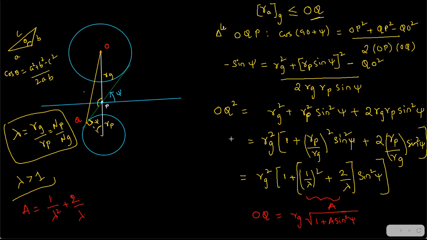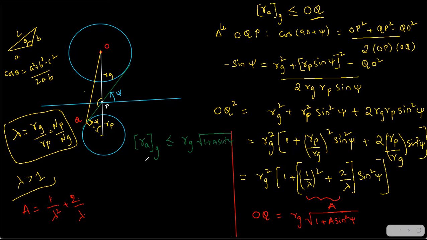Now we are going to continue on this page itself so that you won't miss any understanding. Fine. So now what is the condition? The condition is RA, the addendum radius of gear, should be less than or equal to OQ, which is RG under root 1 plus A sine square psi. So this is the thing.